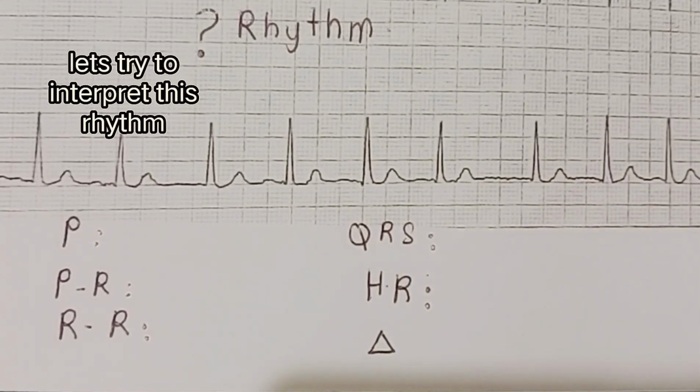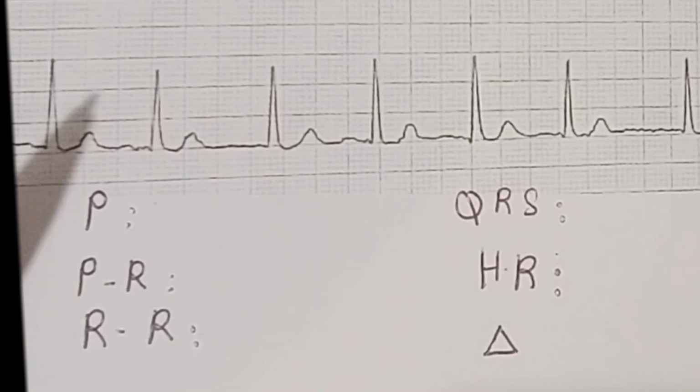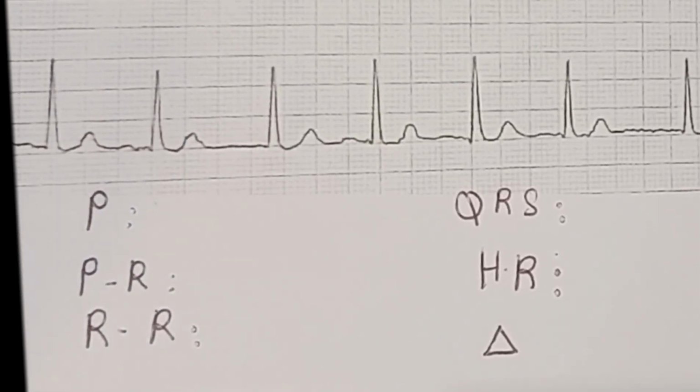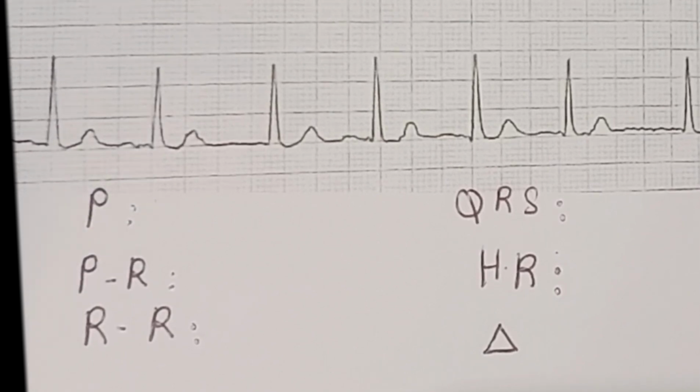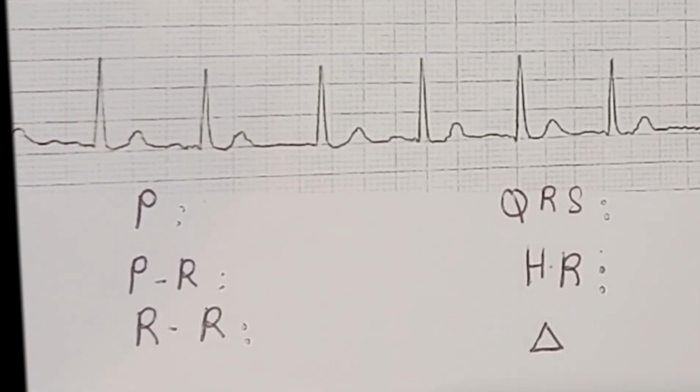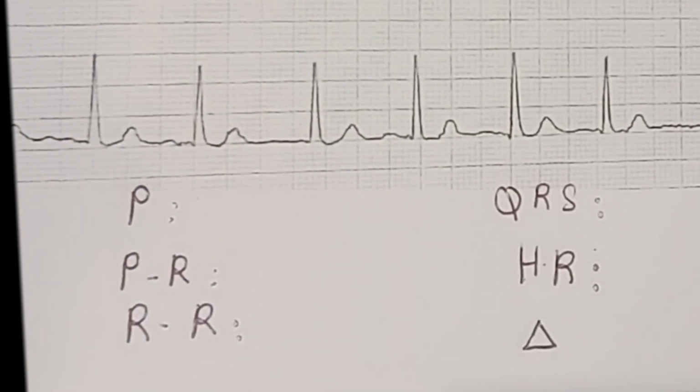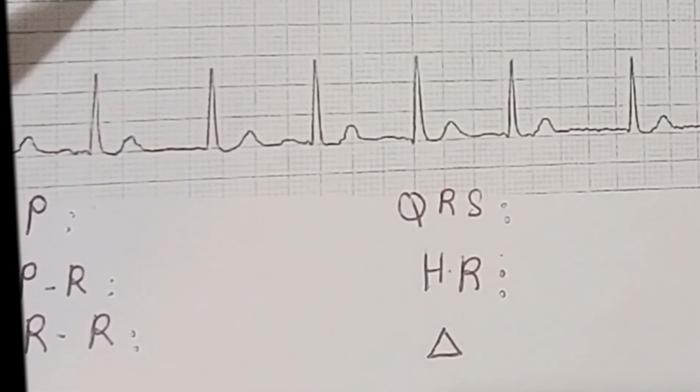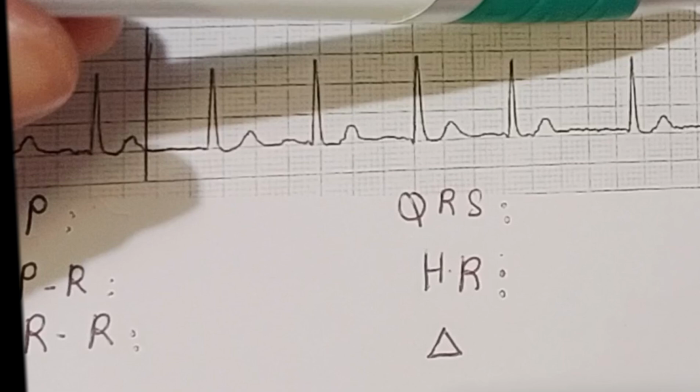Let's try to interpret this rhythm. So look at the P wave. A normal P wave is small, rounded, uniform, and appears in every beat before the QRS. So let's see here in this rhythm, focus from here until the end.